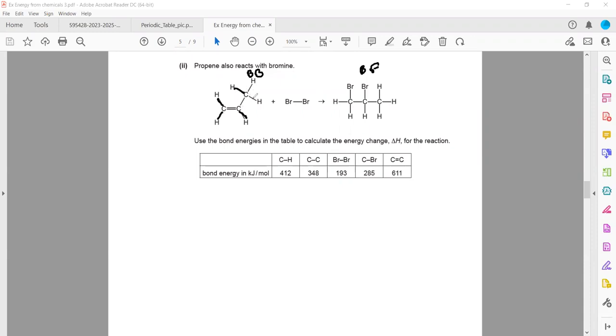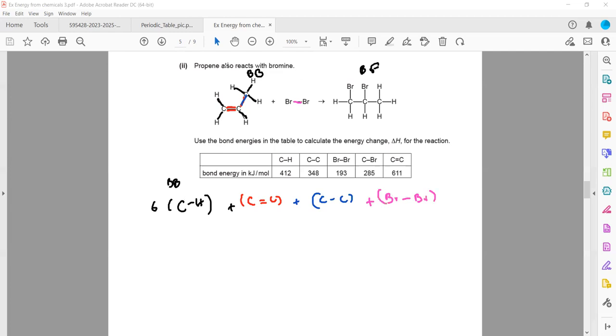The common bonds: 1 CH, 2 CH, 3 CH, 4 CH, 5 CH, and 6 CH bonds are there. So there are 6 CH bonds on the bond breaking side. Plus there is a carbon double bonded with carbon. Remember, a carbon-carbon double bond is a different thing, and a carbon single bonded with carbon has a different energy. So carbon single bonded with carbon, and then bromine single bonded with bromine.